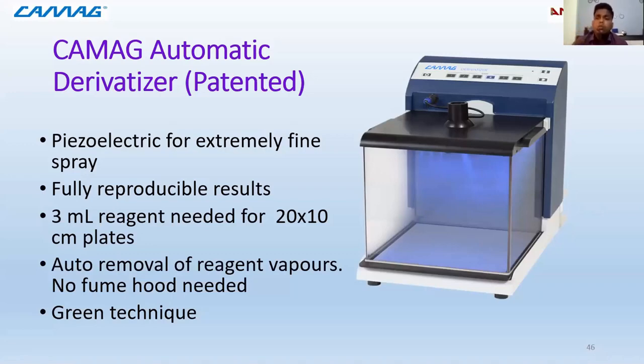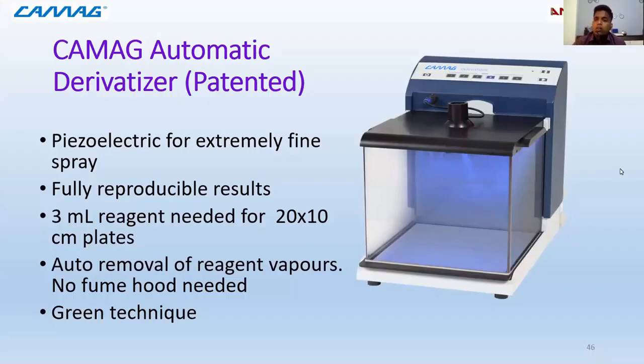What we have to do? This is the hood. Inside this hood, you have to keep your plate. Fill this nozzle with your reagent. Now, here you require only 3 ml of the reagent for a 20 by 10 plate, and you can imagine only 3 ml of the reagent is sufficient for analysis. So how much volume you are saving?